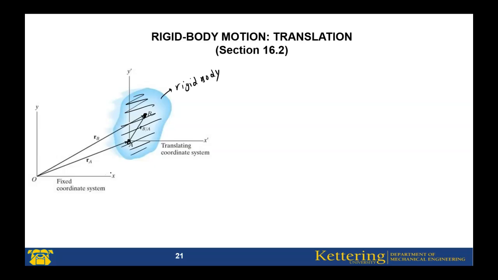Now, I will introduce two coordinate systems. It's a fixed coordinate and also a translating coordinate. The translating coordinate is attached to the rigid body. The fixed coordinate is fixed. It doesn't move. But this one moves with the rigid body.